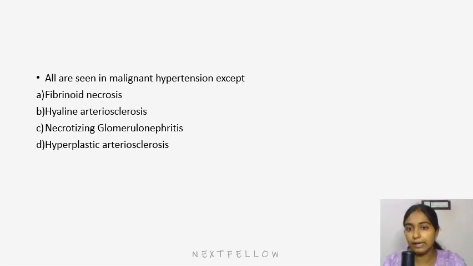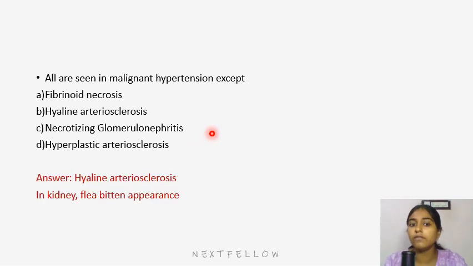All are seen in malignant hypertension except. So in malignant hypertension, what features we can see are fibrinoid necrosis, necrotizing glomerulonephritis, and hyperplastic arteriolosclerosis. So the answer is hyaline arteriolosclerosis. We have seen in benign hypertension, hyaline arteriolosclerosis is the pathology seen in the blood vessels. However, in malignant hypertension in kidney, flea-bitten appearance can be seen. This is also an important MCQ.